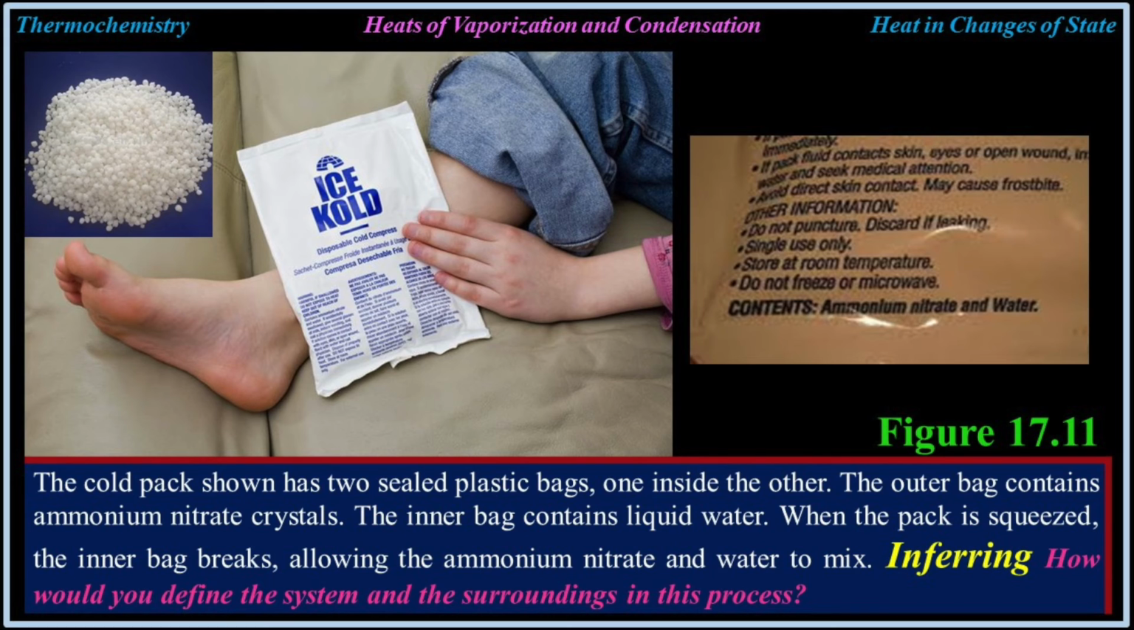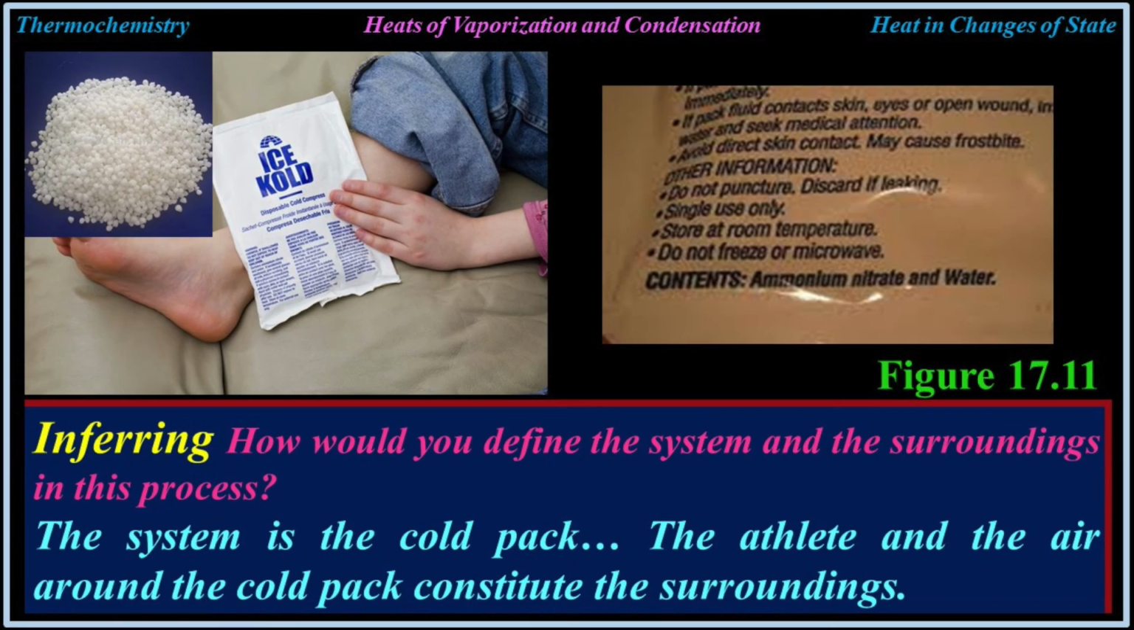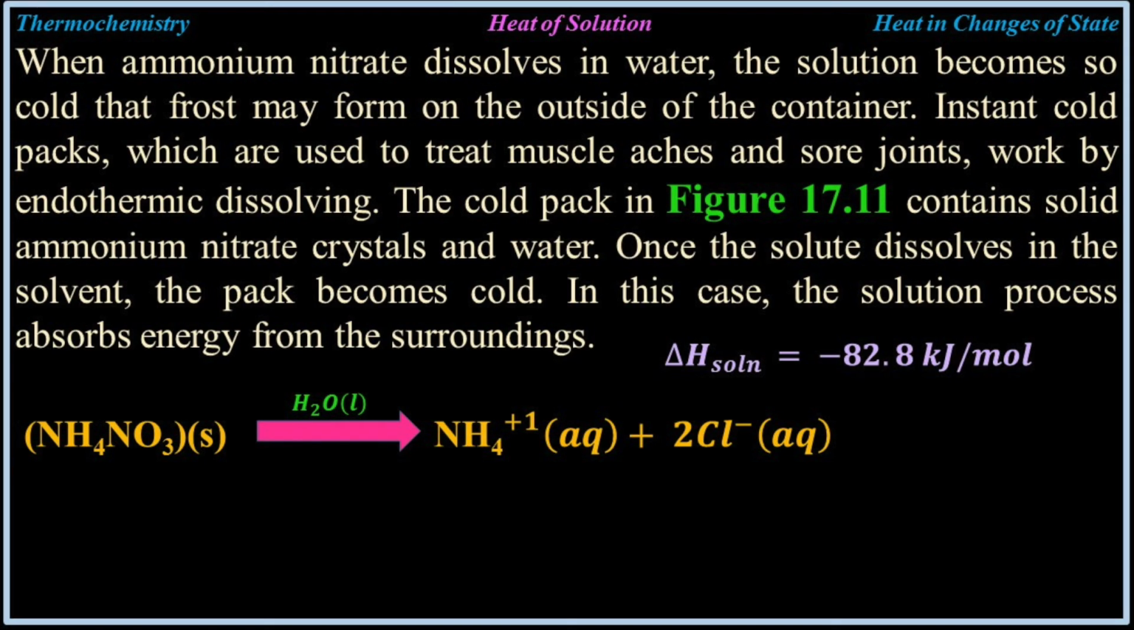Inferring, how would you define the system and the surroundings in this process? The system is the cold pack. The athlete and the air around the cold pack constitute the surroundings. When ammonium nitrate dissolves in water, the solution becomes so cold that frost may form on the outside of the container. Instant cold packs, which are used to treat muscle aches and sore joints to reduce inflammation, work by endothermic dissolving.